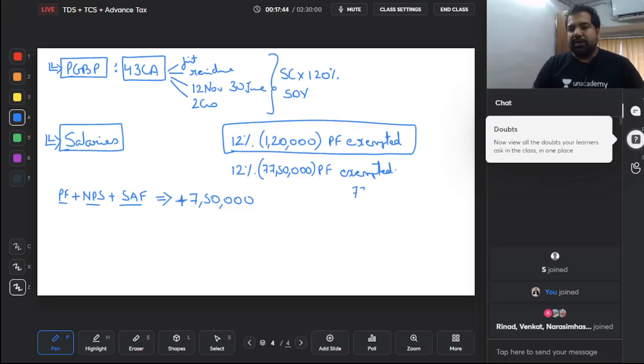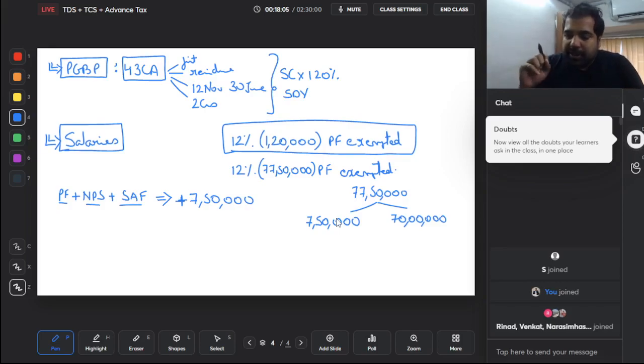So this 77,50,000 will be split into two cars. Imagine two cars. One is the one which is going on a free road, and one which is going to go on a taxable road. So congratulations, in your PF account, you will see a credit of 77,50,000. Out of that, 7,50,000 will be exempt, but 70 lakhs will be taxable. Who will pay the tax? You. So your salary income will increase by 70 lakhs and you will pay the tax on that.